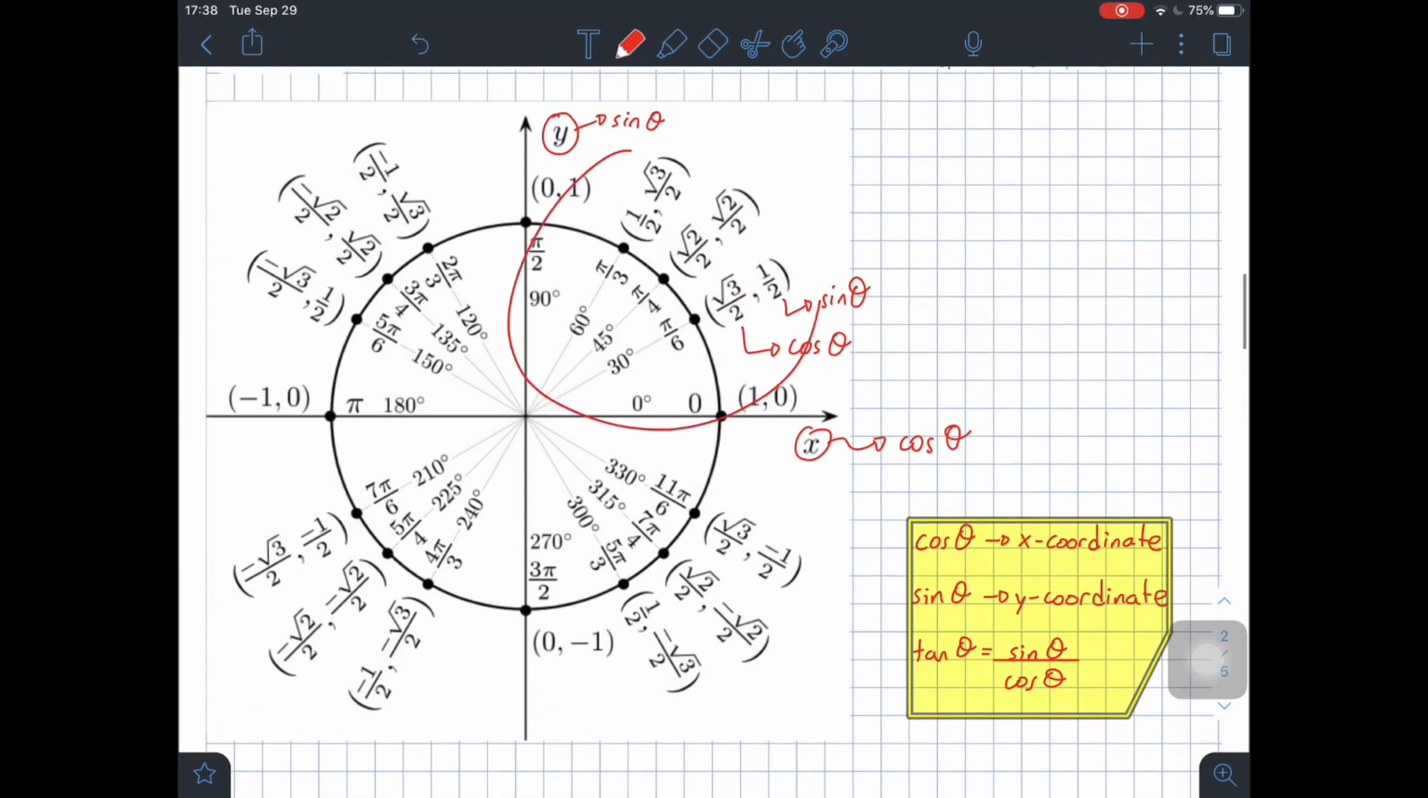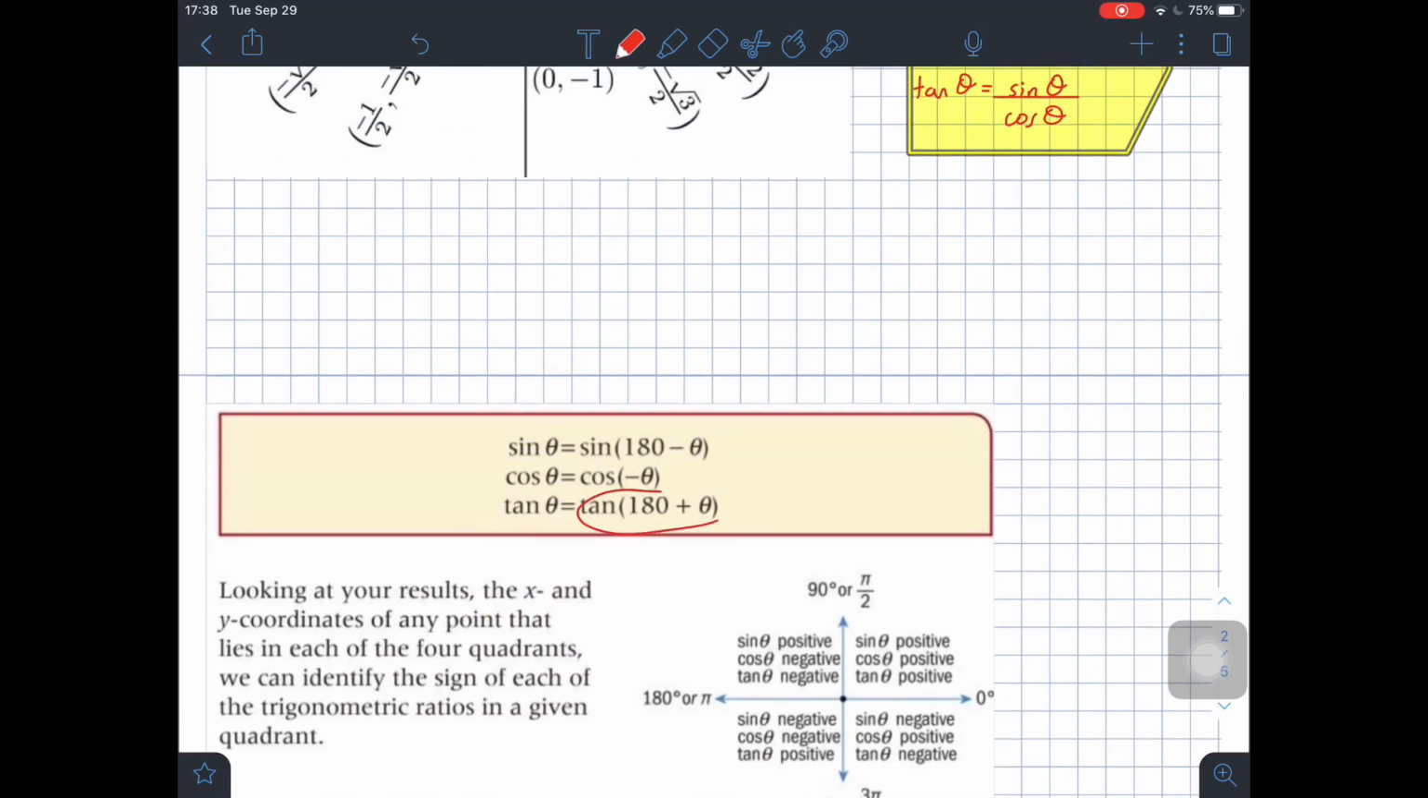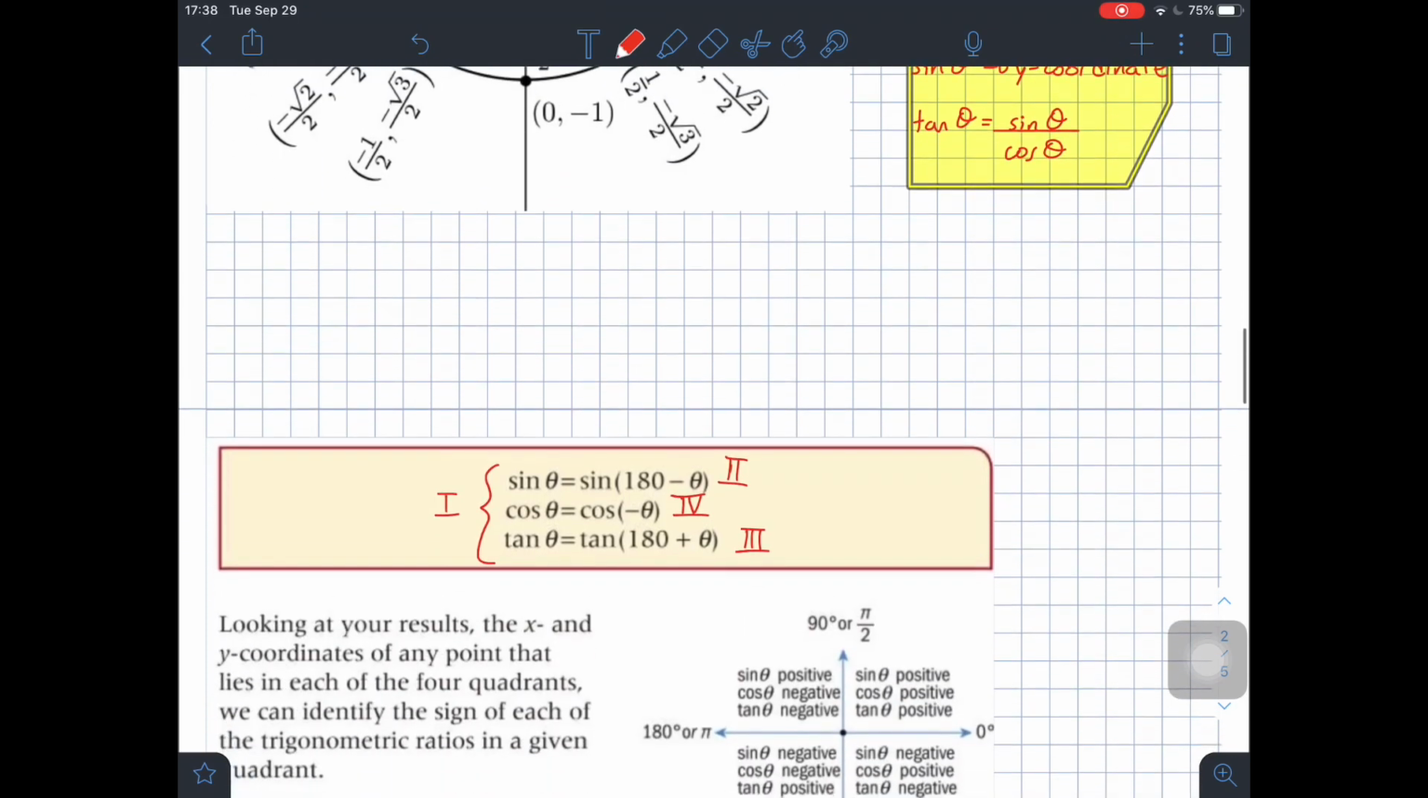And finally, tangent. Tangent in the first quadrant is the same as tangent in the third quadrant. For example, that's why it's saying tangent of 180 plus theta. If we say sine of 180 minus theta, we're referring to the second quadrant. If we say cosine of negative theta, we're referring to the fourth quadrant. And finally, if we say tangent of 180 plus theta, we're referring to the third quadrant, okay? And whenever you only see sine, cosine, or tangent of theta only, we're generally referring to the first quadrant, okay? So that's just for you to remember.